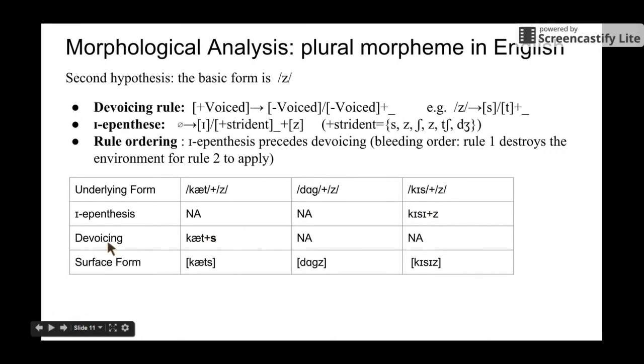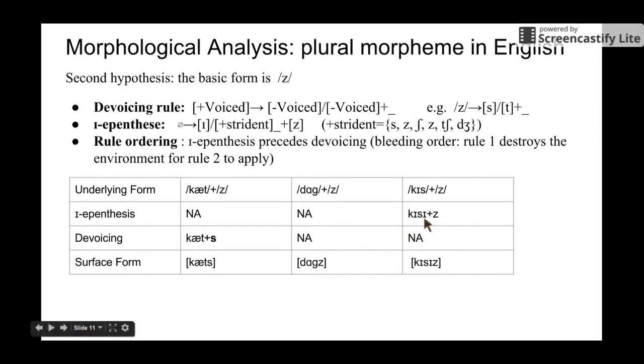Okay, and then we have the devoicing rule. The devoicing rule applies for this one because this is the right environment. With a minus voiced sound, we have T, right? Then Z sound becomes S. And the devoicing rule does not apply to dogs because this is not the right environment. We need a minus voiced sound for the triggering environment. G is a voiced sound. Okay.